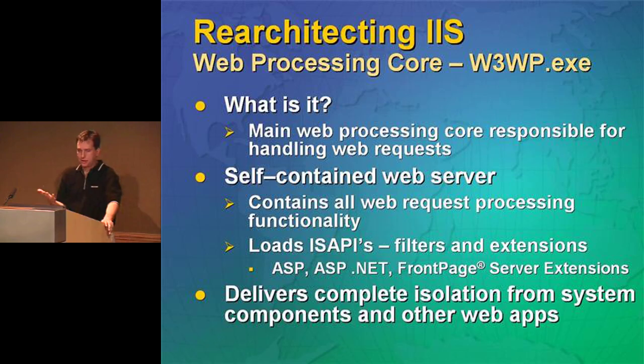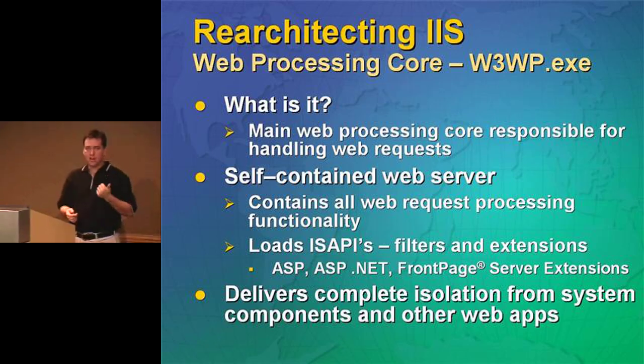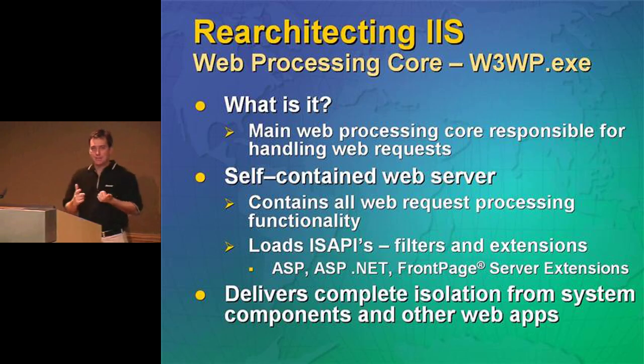So all web request processing functionality is loaded and executed in this component. It'll typically do one of three things. A, if your request is for a static page, it's going to map that request to a file and return it. If it's an ISAPI extension, such as ASP or ASP.NET, it will load that extension and that'll process the web request. Or it could potentially run a CGI executable if you have that configured.